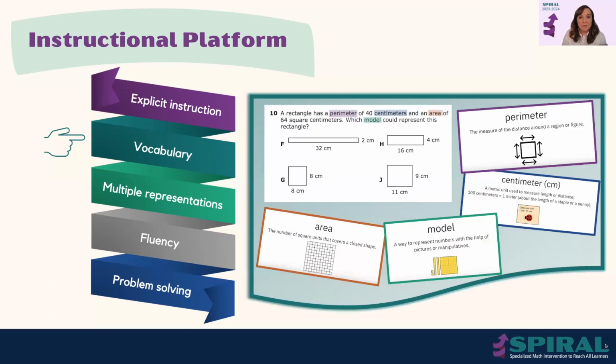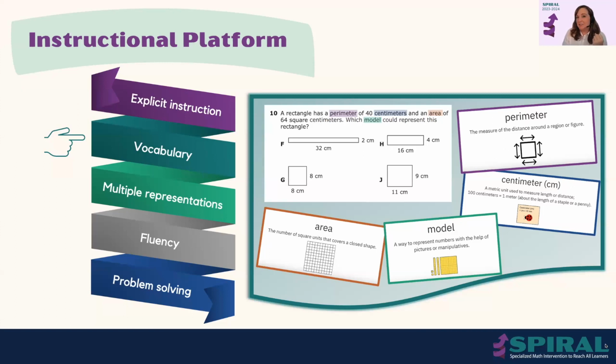Maybe you want to use some of the vocabulary cards that we've put together for the Spiral project. Probably some of you already have your own vocabulary cards, but we're going to look at this problem in just a minute. I want you to see how many vocabulary terms are in this problem. So to be able to think about this problem and to solve this type of directive word problem, I have to understand what perimeter means.